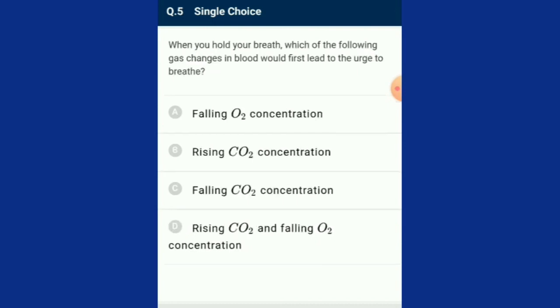Question number 5. When you hold your breath, which of the following gas changes in blood would first lead to the urge to breathe? Raising carbon dioxide concentration. The rise in carbon dioxide concentration stimulates chemoreceptors present in the aorta and carotid artery, which stimulates the respiratory center. The respiratory center is not directly sensitive to oxygen concentration, and hence the desire to breathe is induced by raising carbon dioxide concentration of the blood. So the answer is option B.